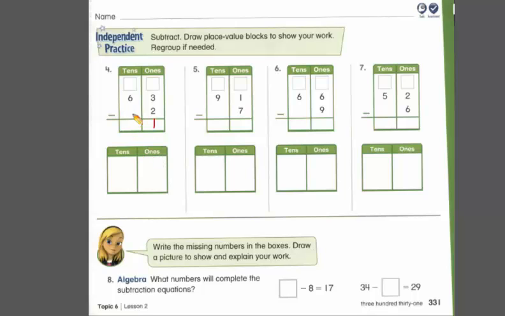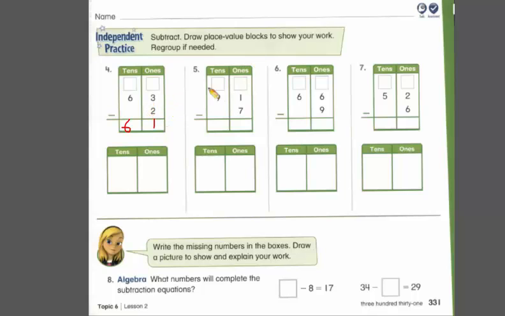Do I have any tens to subtract? No. Subtract from 6? No. So 6 stays the same. Here I didn't do any regrouping because the ones in the first number are greater than the ones in the second number. I can subtract 2 from 3.